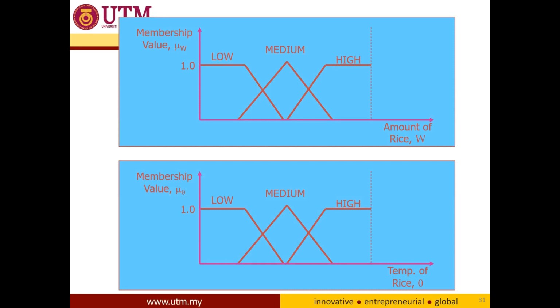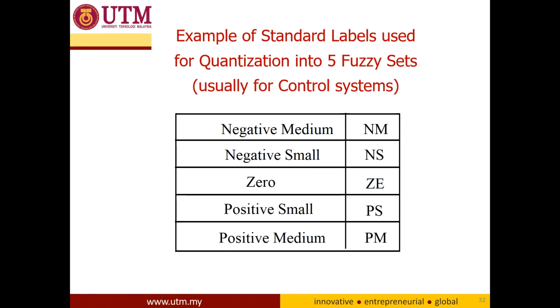And these are our inputs: amount of rice and temperature of rice. Again, we have chosen the L, triangular, and gamma functions, and we have labeled our fuzzy sets low, medium, high. So what if we have 5 fuzzy sets? Then some examples of the labels that we can use would be negative medium, negative small, zero, positive small, and positive medium. And it's often helpful to have them abbreviated like this: NM, NS, ZE, and so on, because this would help us when we develop the rules later on.